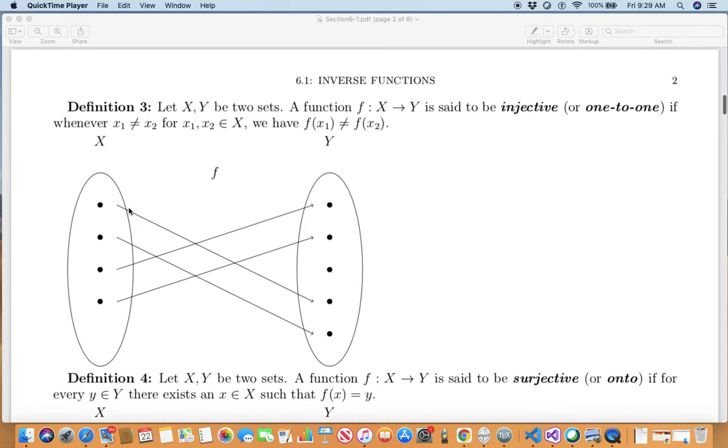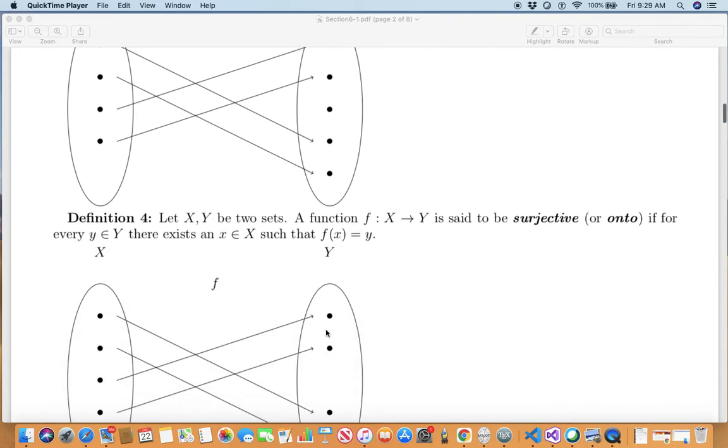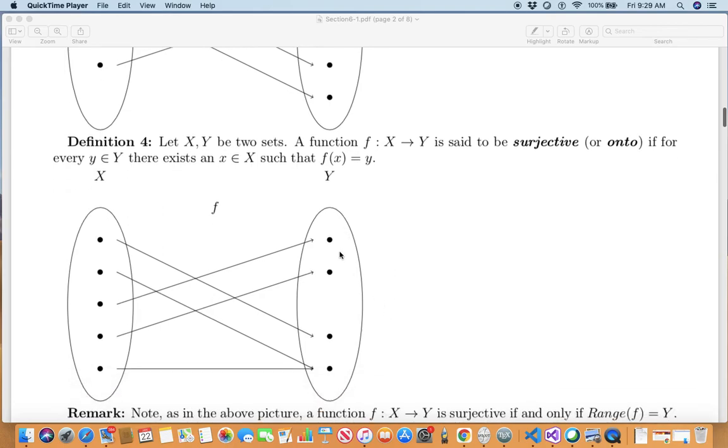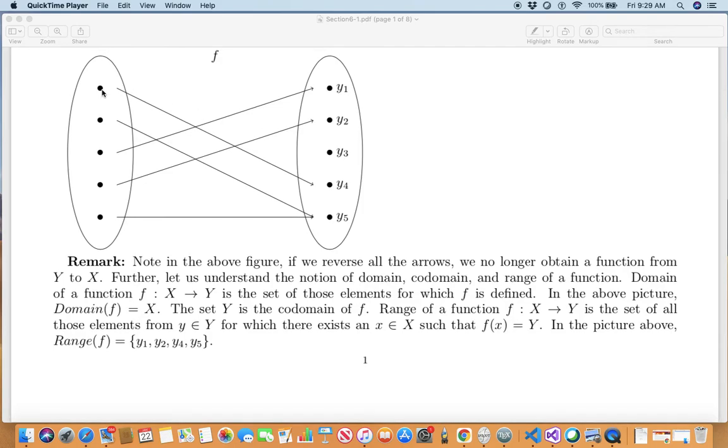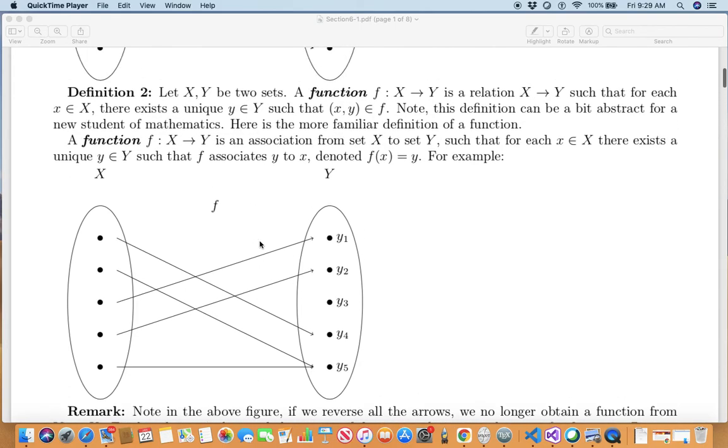In injective, two different passengers have to go to two different destinations. In surjective, every destination must be reached. For a general function, two different passengers may go to the same destination, that's okay. A certain destination not being hit is okay too. But what's required is that every passenger goes to one and only one destination.